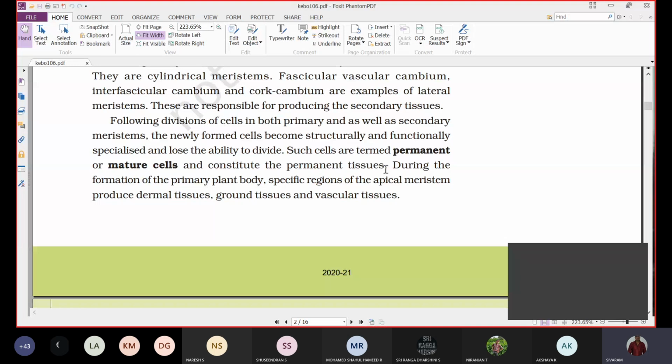And next, during the formation of the primary plant body, specific regions of the apical meristem produce dermal tissues, ground tissues, and vascular tissues.